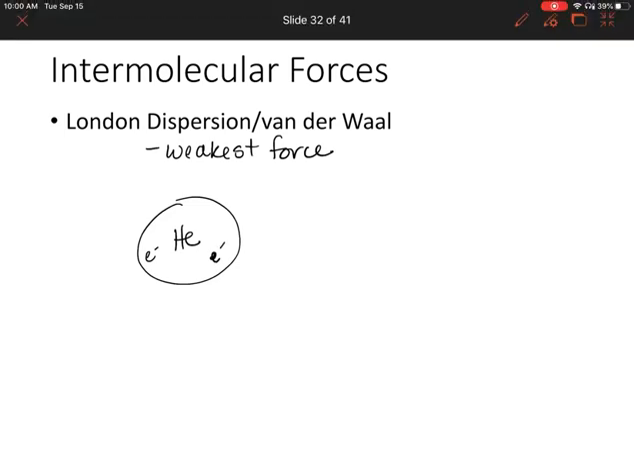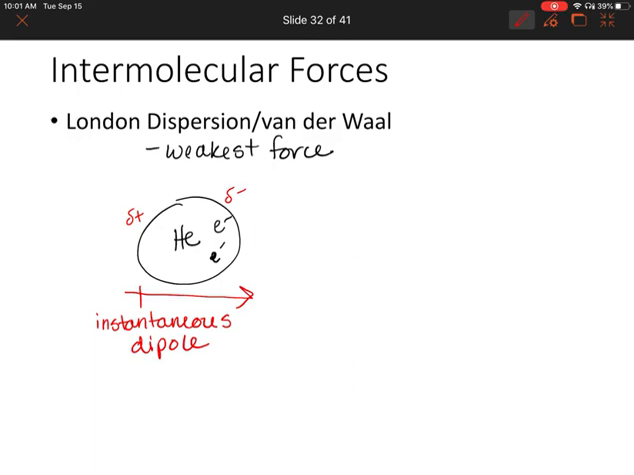But what happens if the electrons are floating around and for a very brief moment in time, they're both on the same side of the atom? Well, we end up with a partial negative charge on one side of the atom and a partial positive charge on the other side of the atom. And this creates a dipole moment, but it's instantaneous. So this could change in a second or a fraction of a second.